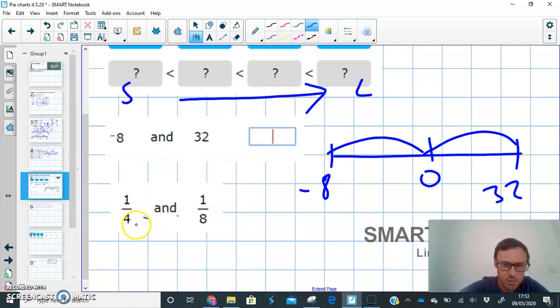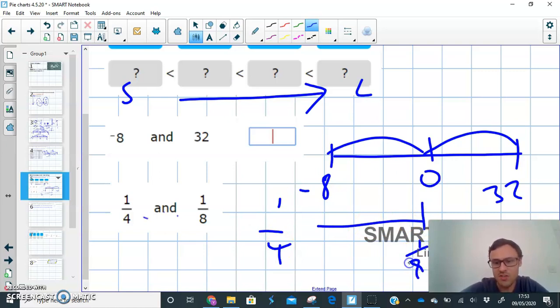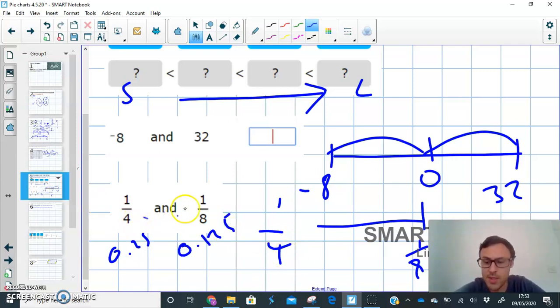This one's slightly trickier because you've got a quarter and you've got an eighth, and you need to find the difference. The way that I would do that is I would convert to decimal. Obviously we know that's 0.25 and that's 0.125 to enable you to find the difference between those.